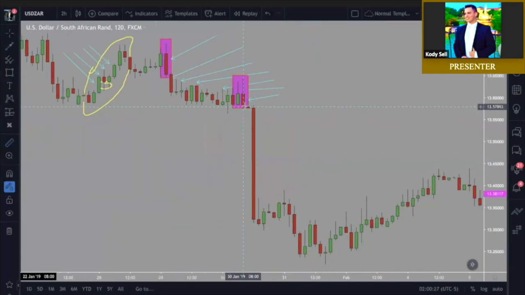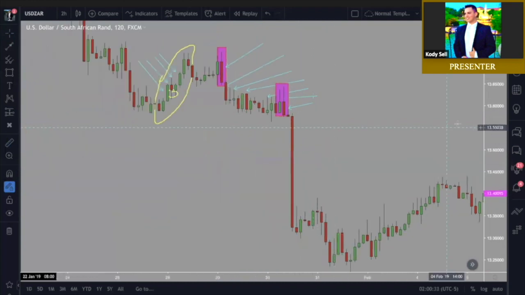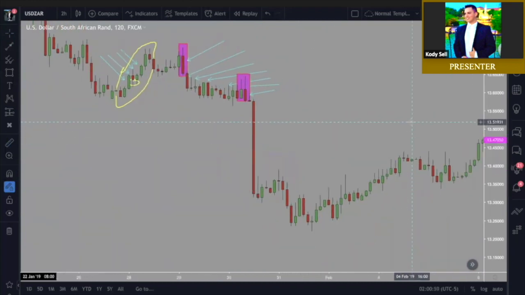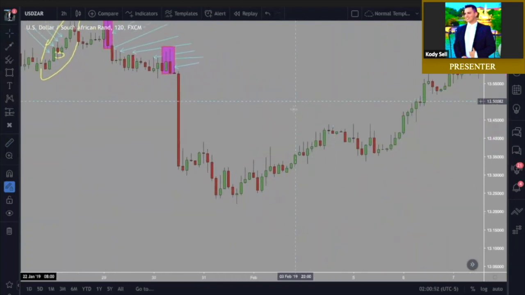Look what follows right here. Very nice move right here. 2,400 points right there. Beautiful trade. Beautiful trade. All right, now let's read this area in here. So let's talk about this.